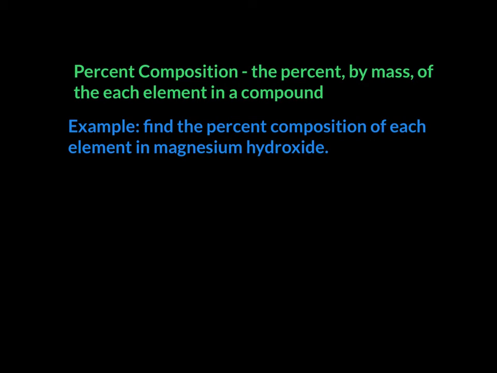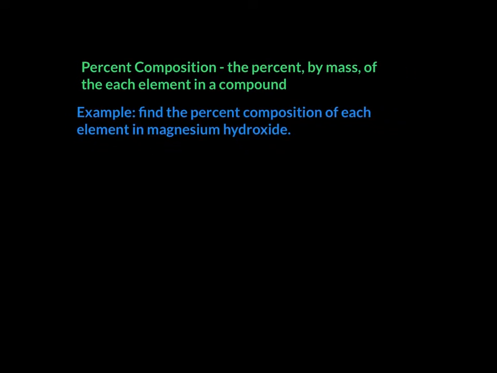Okay, everyone. Today we're going to discuss percent composition. Please take a moment and copy down the definition as well as the example. Percent composition by definition is the percent by mass of each element in a compound. Whenever you need to calculate the percent composition of the elements in a compound, you need to have the correct formula. So this is where our formula writing skills come into play.